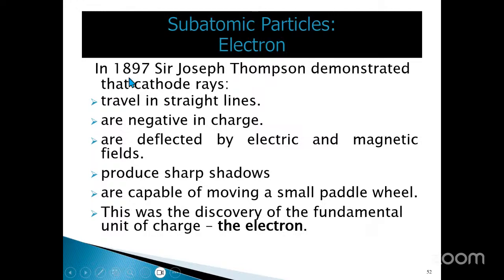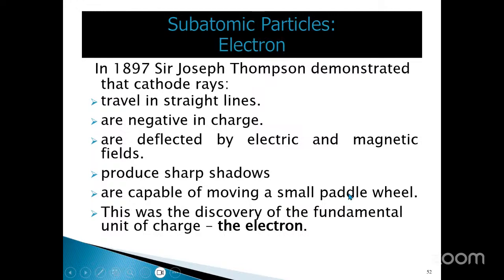As I said before, different people tried to figure out the nature of these particles, and the first one to have some success in doing so was J.J. Thomson. This is what he discovered about the properties displayed by these particles: they travel in straight lines, they are negative in charge, they are deflected by electric and magnetic fields, they produce sharp shadows, and they are capable of moving a small paddle wheel.